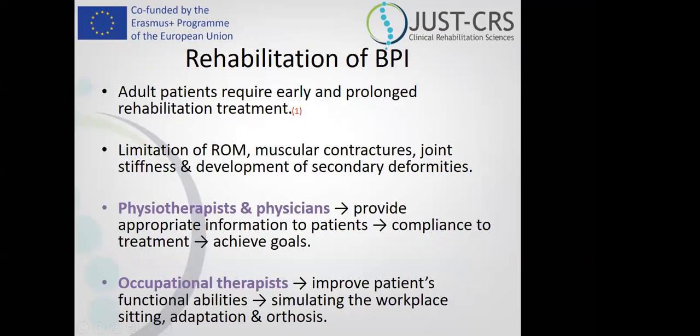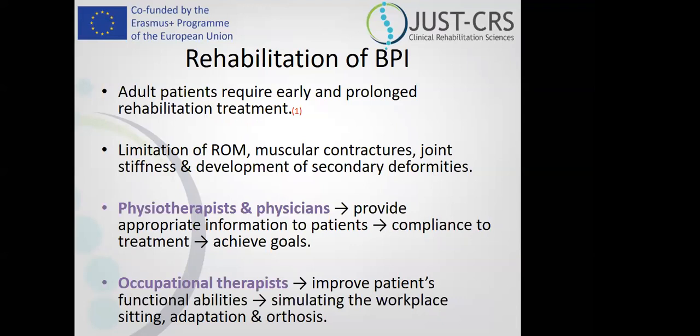Rehabilitation of the brachial plexus injury. Adult patients require early and prolonged rehabilitation treatment. There could be limitation of range of motion, muscular contractures, joint stiffness, and development of secondary deformities. That's why the role of physiotherapists and physicians is to provide appropriate information to the patient to increase compliance to treatment and thus achieve the goals.